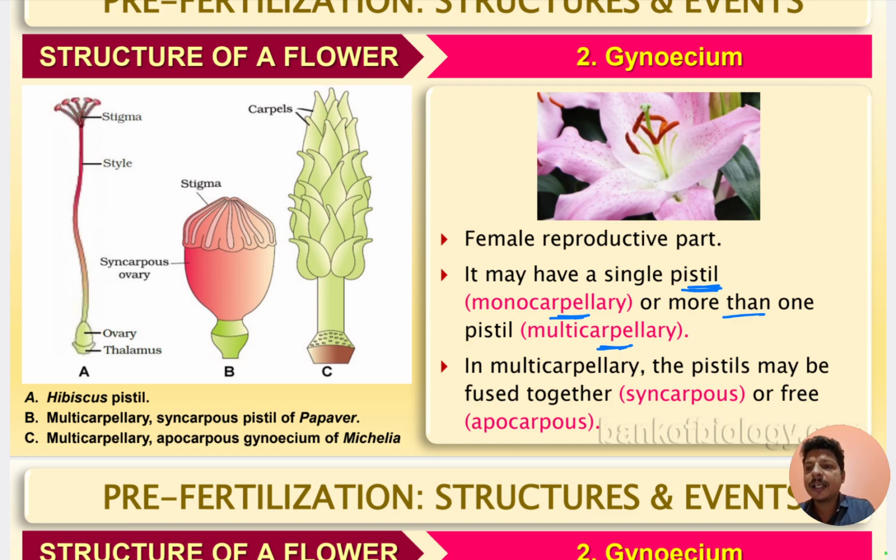Here in this diagram, A is the hibiscus pistil, which is monocarpellary, and B and C are multicarpellary: syncarpous pistil in Papaver, and apocarpous gynoecium in Michelia. In multicarpellary gynoecium, the pistils may be fused together, that is called syncarpous. Here you can see the pistils are fused with each other, attached like this. That is syncarpous, or they may be free like in Michelia, apocarpous.